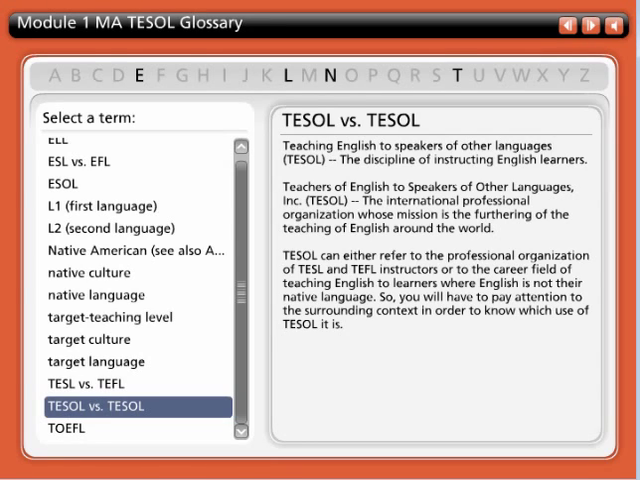TESOL versus TESOL. Teaching English to Speakers of Other Languages is TESOL, and that's the discipline of instructing English learners. Teachers of English to Speakers of Other Languages Incorporated, TESOL, is the international professional organization whose mission is the furthering of the teaching of English around the world. TESOL can either refer to the professional organization of TESL and TEFL instructors, or to the career field of teaching English to learners where English is not their native language. So, you will have to pay attention to the surrounding context in order to know which use of TESOL it is.